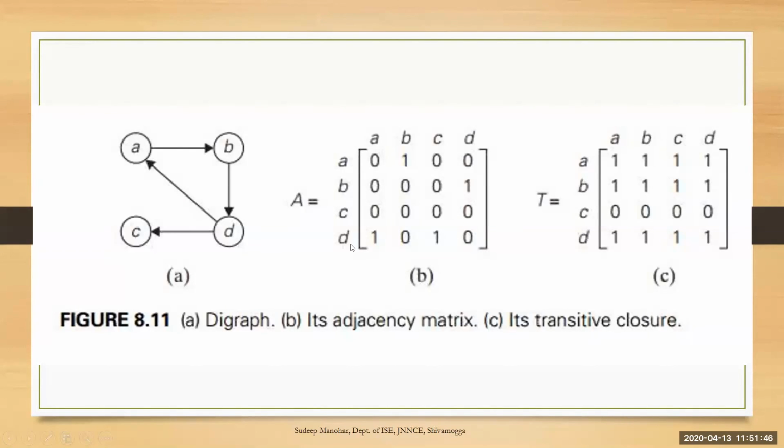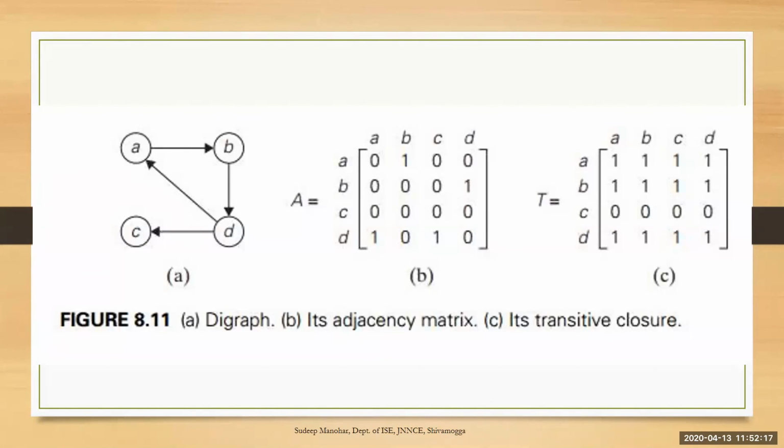Okay. Next, D. Starting from D. D to A, there is a path. Yes. D to B, there is a path. So, like this, D to A to B. Yes. From D to C, there is a path. Yes. From D to D to A to B, B to D, there is a path. That means from D to all the vertices, there is a path. Okay. So this matrix is called the transitive closure. Now we have filled this matrix by looking at the diagram. By looking at the diagram, we have come to know that there is a path.